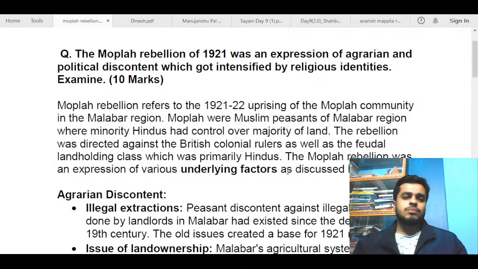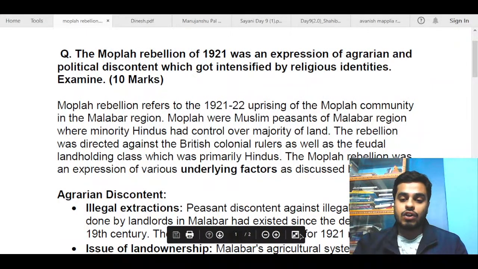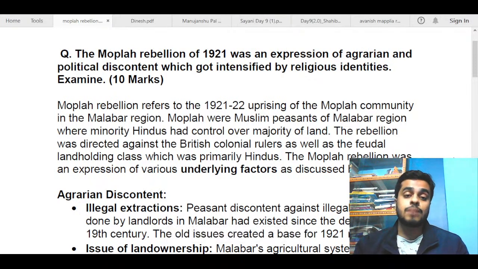So now let us move to the question that was given in the morning. The question today was about the Moplah Rebellion. The Moplah Rebellion was one of the most important rebellions that took place in the freedom struggle period, and there are multiple angles to view it. It is often in the news because of the different takes that people or even historians have over this rebellion. So this becomes a pretty important topic.